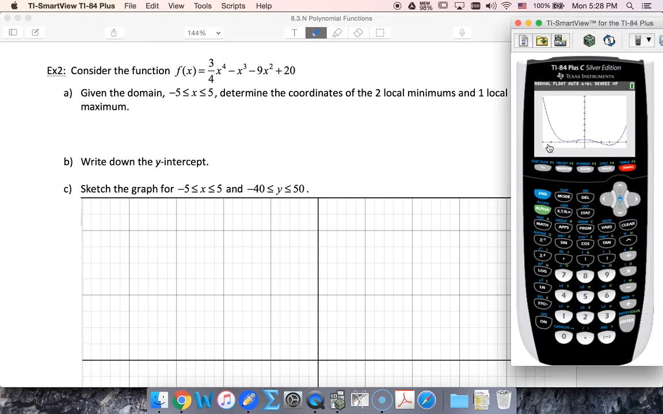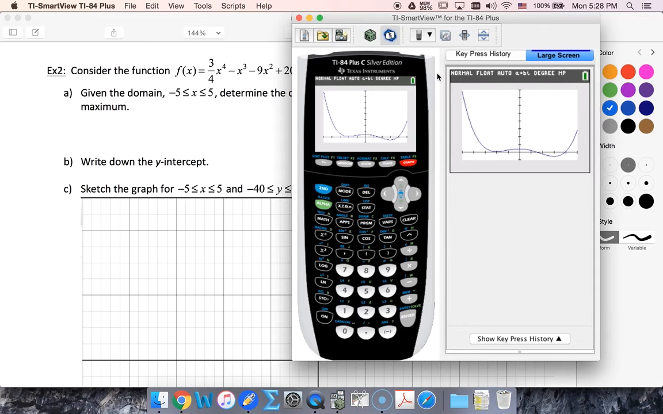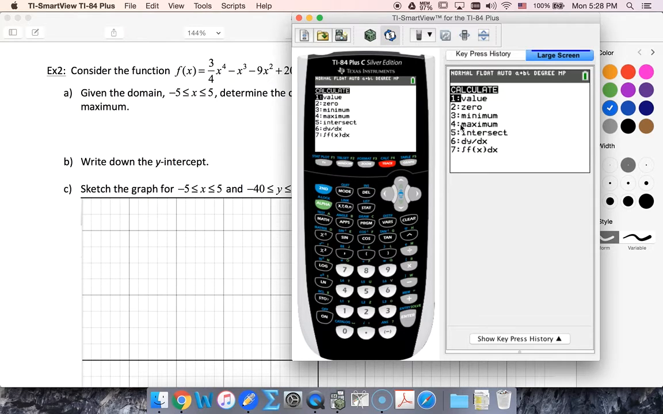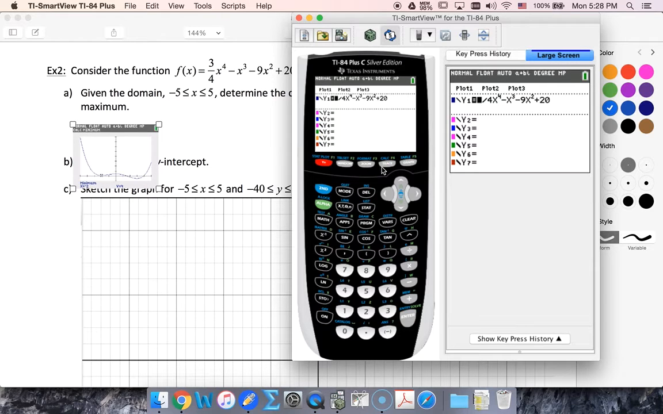So I'm going to use my calculator. It looks to me that my local minimum is right around -2. So I'm going to go between -3 and -1 when I look for it. So calc, and I'm going to look for a minimum. I'm going to go between -3 and -1, and my guess was that it was around -2. So there's local minimum 1. I was right, it was at -2. Let's find the next one.